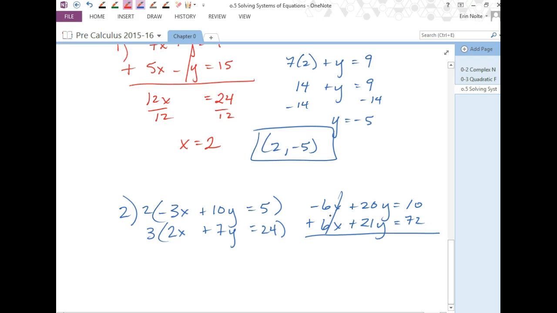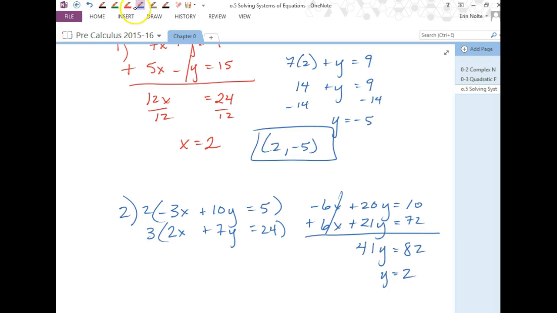If I add my y's, I have 20 plus 21. That's a total of 41 y's. And then 10 plus 72 is 82. So 82 divided by 41 is 2. So I got a y value of 2.